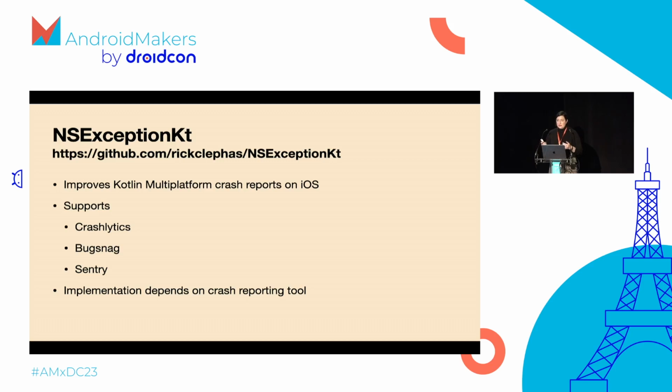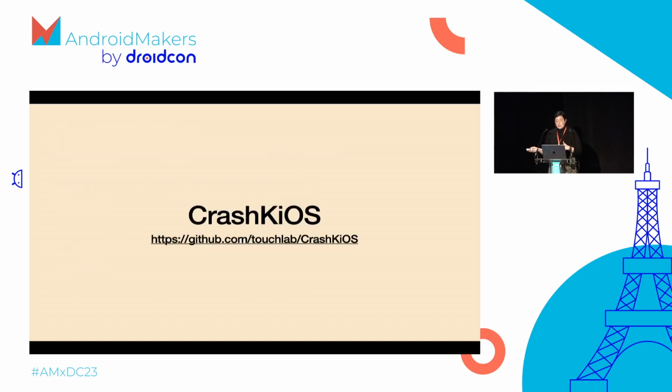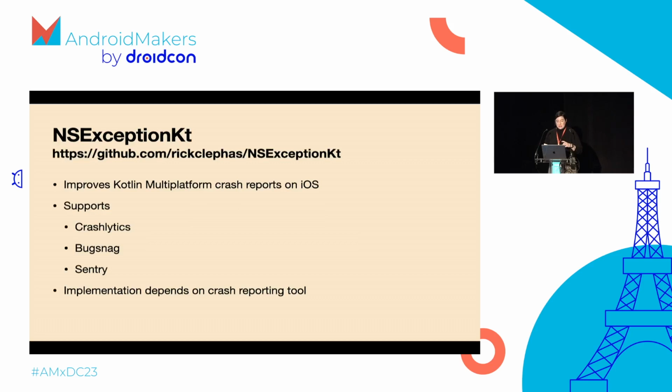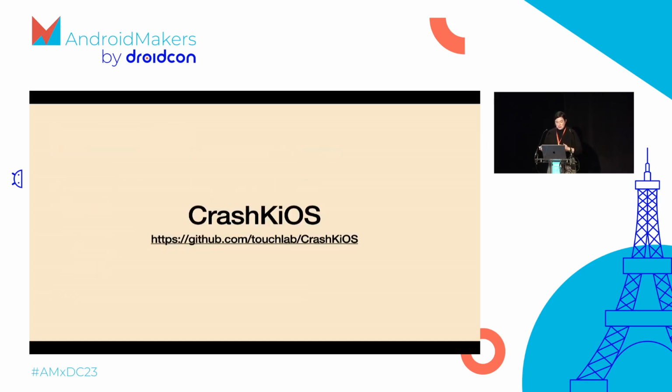They all sort of vary in how they're actually set up, but the documentation is really solid. So go have a look at the NSException-KT library for the implementation details. An alternative to this is CrashKiOS. It only supports Firebase and Bugsnag, but in their articles and READMEs, the folks from CrashKiOS, which is TouchLab, and the folks from NSException-KT, which is Rick Clephas, sort of credit each other. They kind of worked on it together and then just had their own separate libraries.